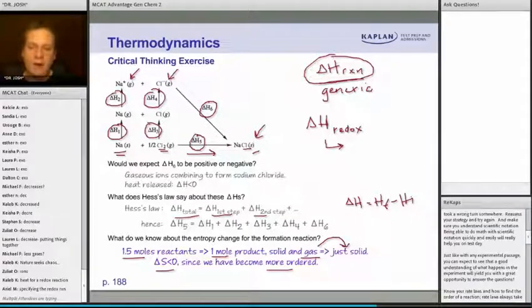What do you think that would mean if I said that instead? Okay, well, there it is. Delta H of a reaction is generic. It could be any reaction. It's just a reaction you're looking at.